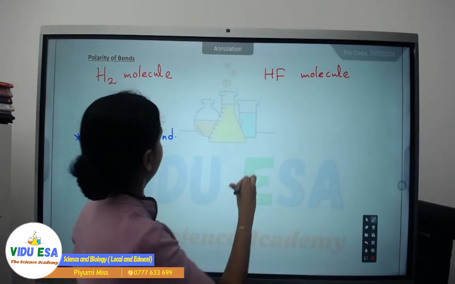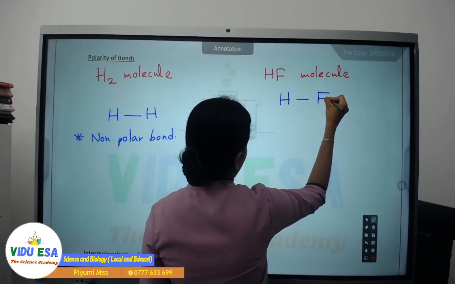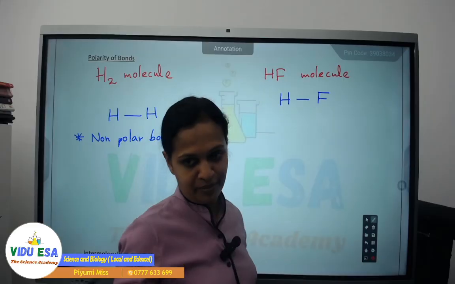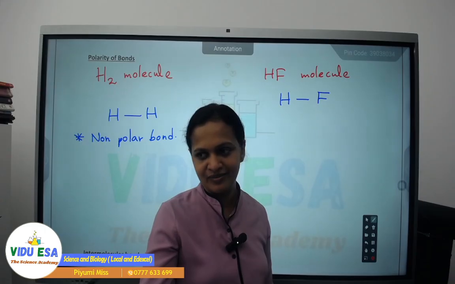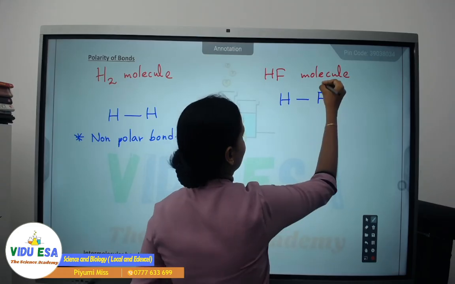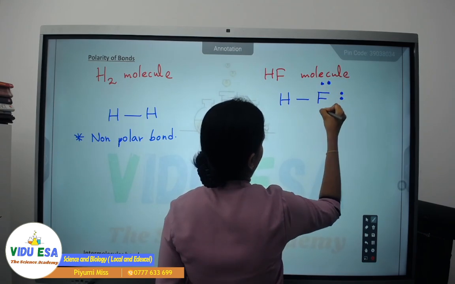Let's see what polarity is. We'll consider the HF molecule, two atoms of two different elements. What can you say about the electronegativity? Which has the highest electronegativity? Fluorine. I haven't finished drawing the lone pairs. Okay, now tell me.